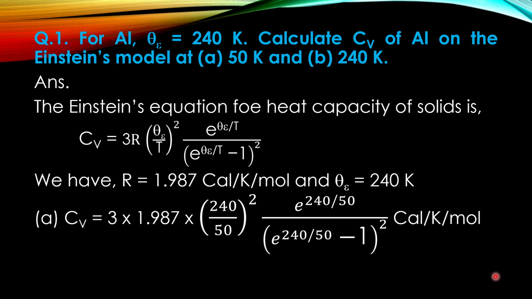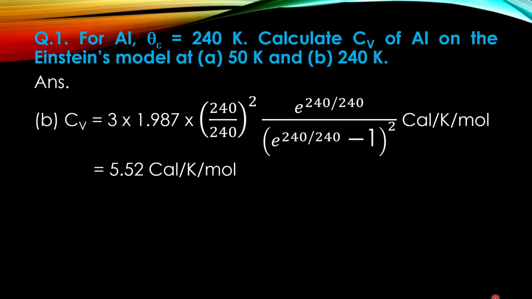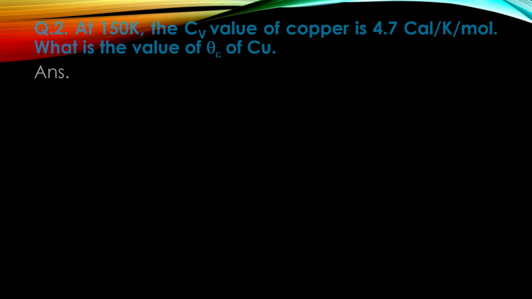Now number A, if T is 50 Kelvin, then this is the expression. Just put the values. In case of R, 1.987. In case of theta epsilon, 240. In case of T, 50. The same things are reflected here also. And the result is 1.148 calorie per Kelvin per mole. And number B, if you put just 240 in place of 50, like A, then you will get this value, 5.52 calorie per Kelvin per mole.